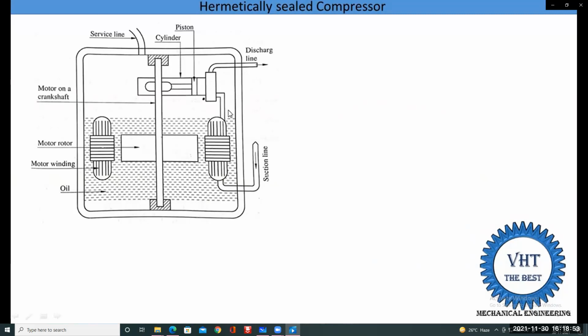It is not given in the book, but practically, when you observe by cutting open these sealed compressors, the refrigerant coming from the evaporator first passes over the motor. This refrigerant absorbs heat from the motor and refrigerant superheating is also done. Then it is supplied to the compressor, the compression process takes place, and then it is supplied into the discharge line and goes into the condenser. So this is the complete working of the hermetically sealed compressor.